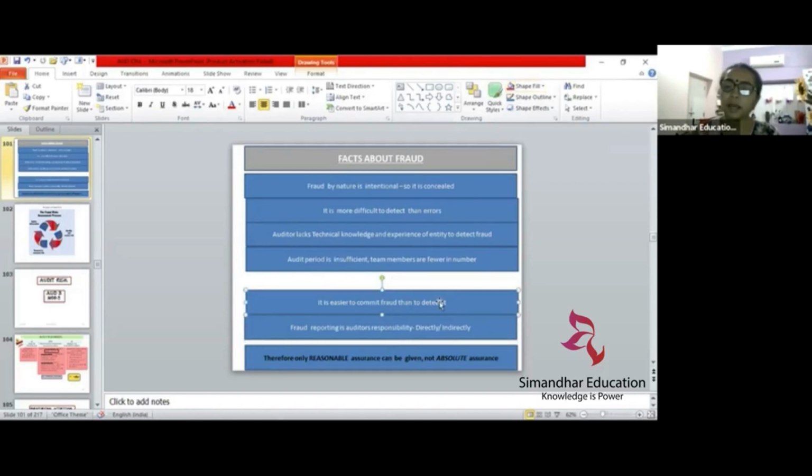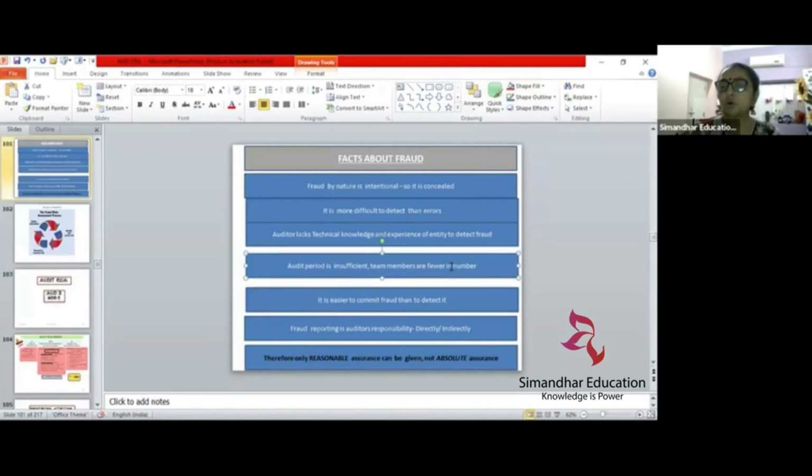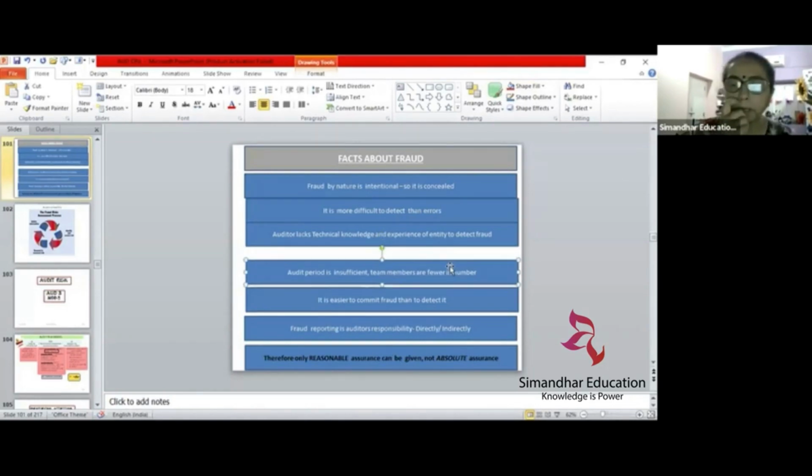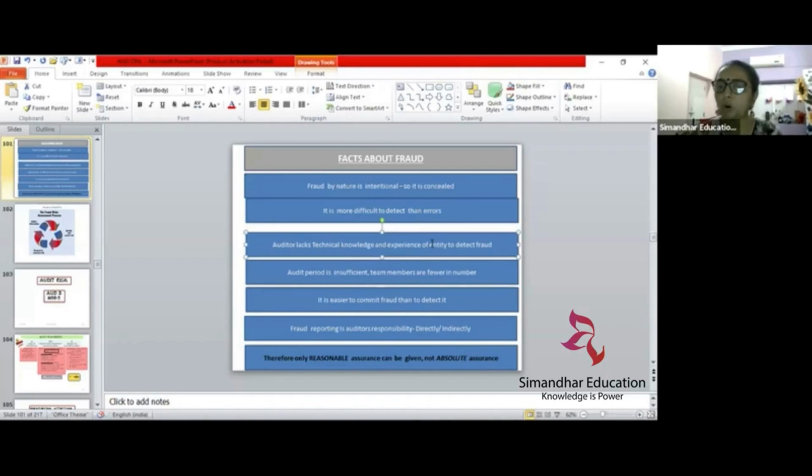So is that direct or indirect? See, direct responsibility is if he is already mentioning in the audit report that there is no fraud or error, or we have not come across any fraud. Okay. That is direct reporting. And indirectly, because if there is fraud, we said it is essentially concealed. If it is concealed, means what? There is a misstatement in the financial statements. When I say fraud is concealed, what do I mean by concealed? That means somewhere there is a mistake in the financial statement.